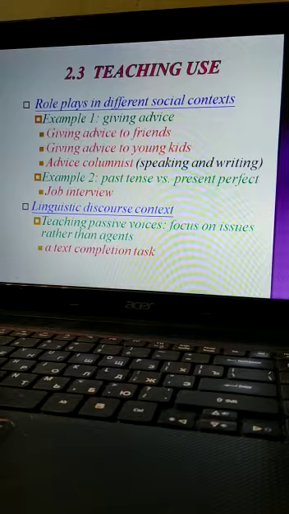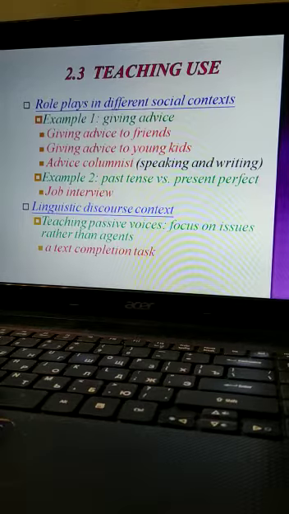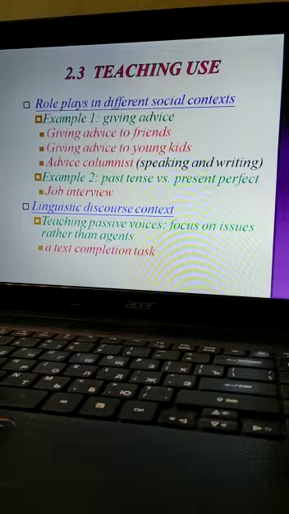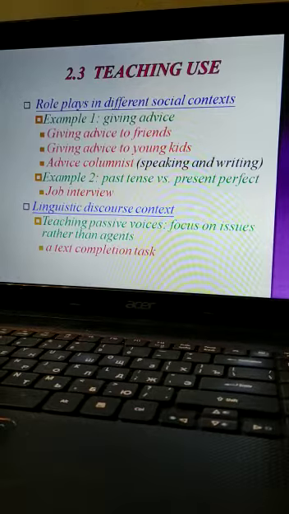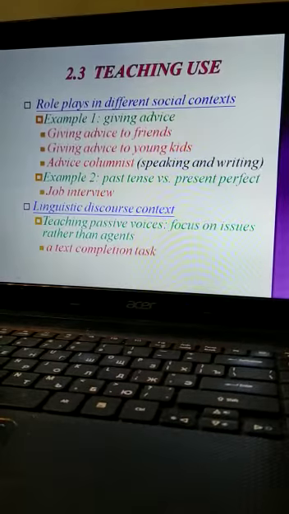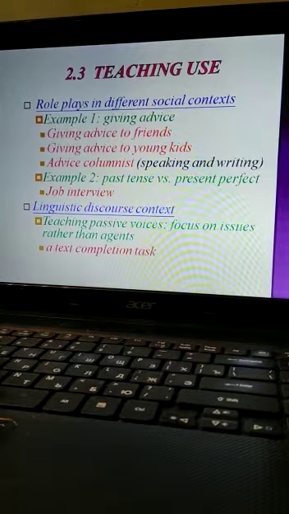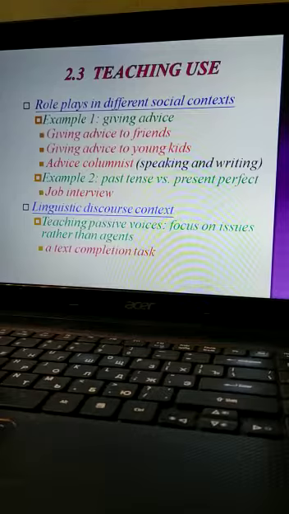Linguistic discourse, context. It means the material which you have used, you may apply to the following points: giving advice to friends, giving advice to young kids, advice columnists, and job interviews. Linguistic discourse, context. Teaching passive voice, focus on issues rather than agents. A text completion task.